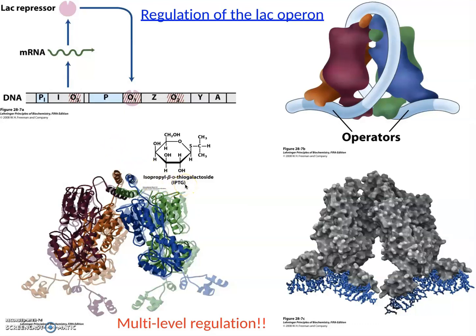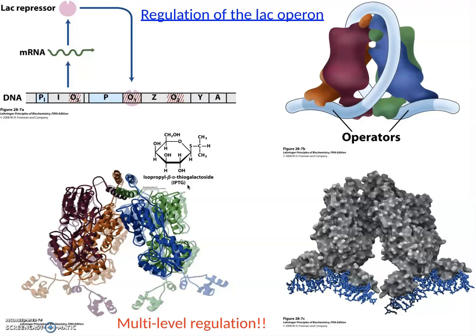If you remember, in the 483 lab, we did use IPTG. Think about why we used it. We used it to stimulate protein expression. Now you understand how that's done.